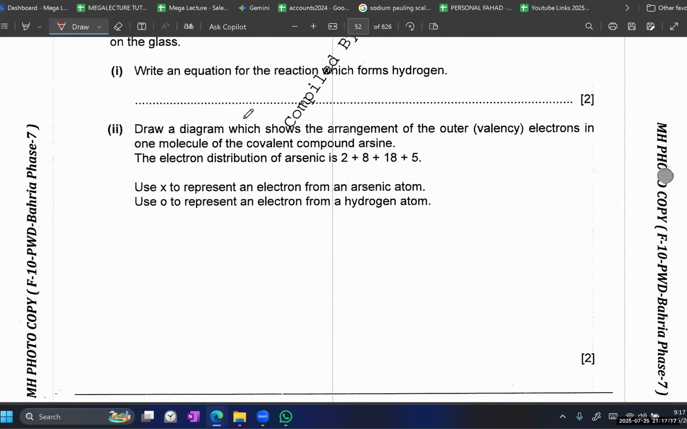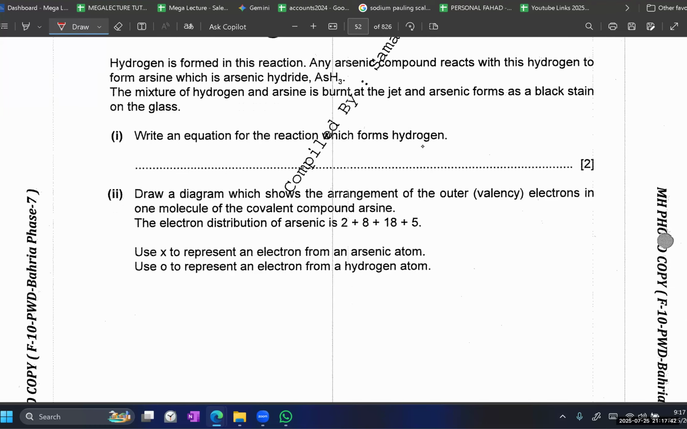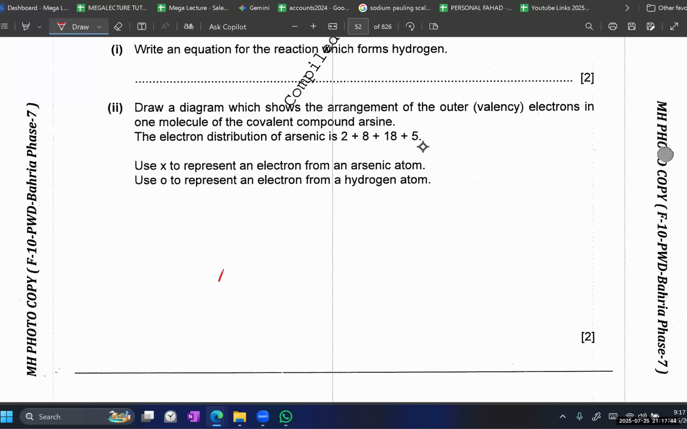He's saying arsenic is an element in group 5. He's given you the electronic configuration. How many bonds would this make? Group 5 makes 3 bonds, right? So it's going to make 3 bonds. The symbol for arsenic is As. So that's arsenic.